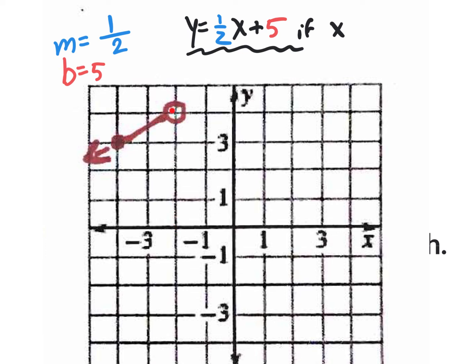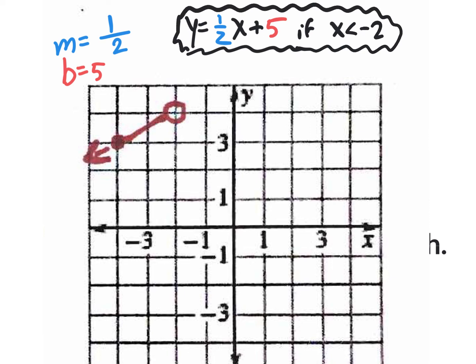Well, technically it's an open dot, so it doesn't really exist at -2, but we know it exists to the left of -2. So if it were a solid dot, you would say x is less than or equal to -2. But it's an open dot, so you're just going to say x is less than -2. So the condition is if x is less than -2. Okay, so that's your function with its condition. Again, the condition is pretty much just your domain value of what you see here.